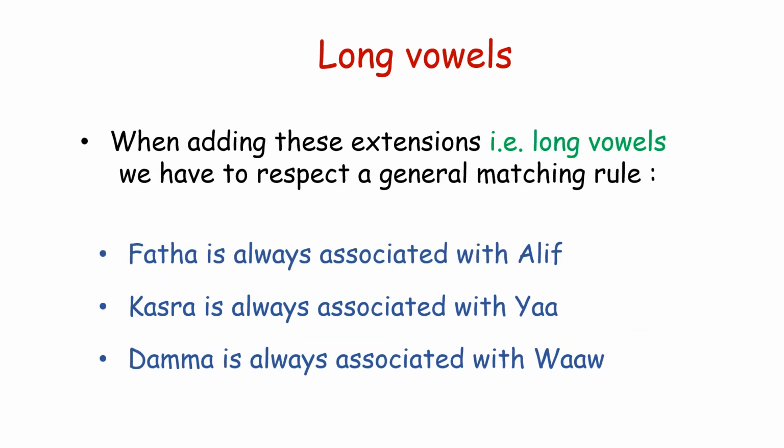When adding these extensions, i.e. long vowels, we have to respect a general matching rule, and that is fathah is always associated with alif, kasrah is always associated with ya, and dhammah is always associated with waw. It's a must, and there is no exception.